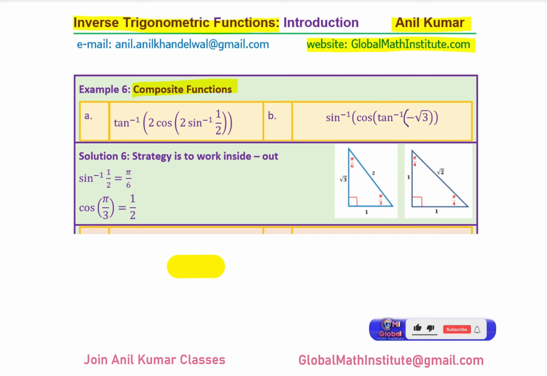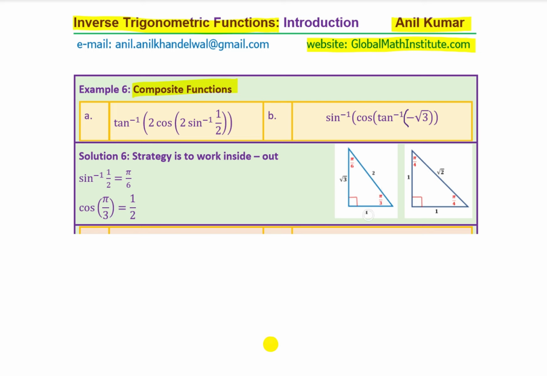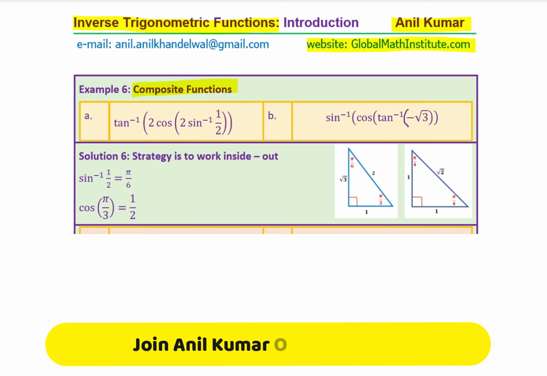As a hint, what I've done here is also taken the special triangles, which is pi by 3, pi by 6, pi by 2, where the sides are, as you can see, square root 3, 1 and 2. And the other one, which is pi by 4, pi by 4, pi by 2. Now these triangles will help you to relate to the values, right?